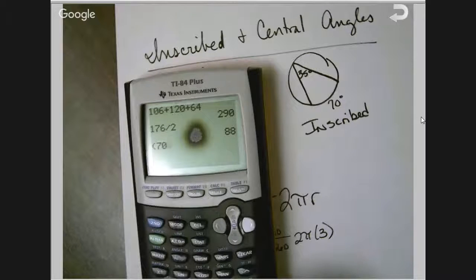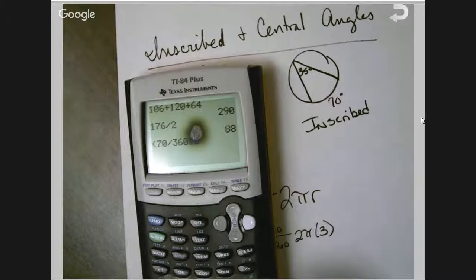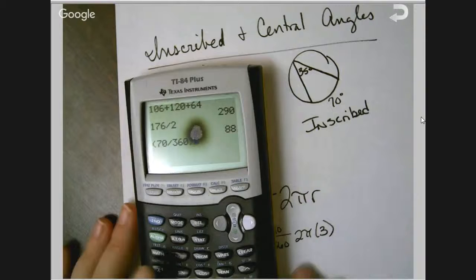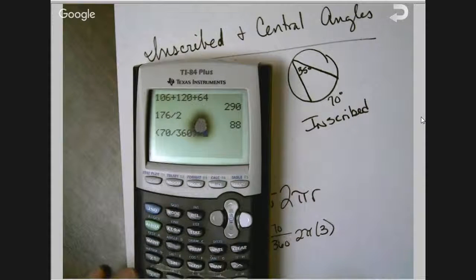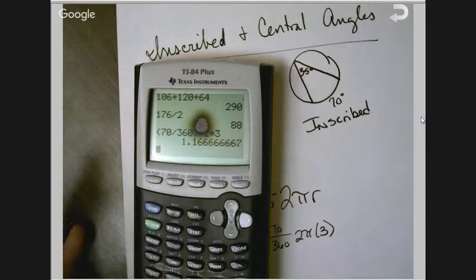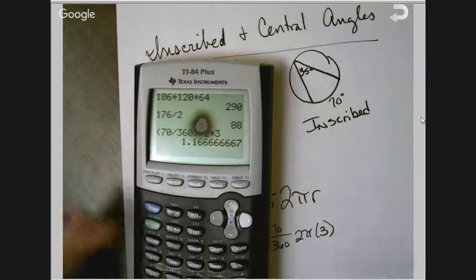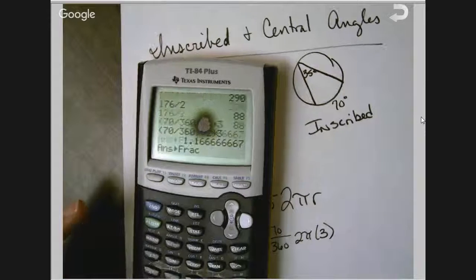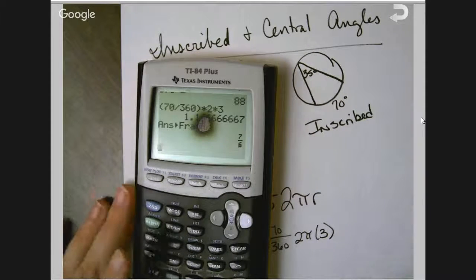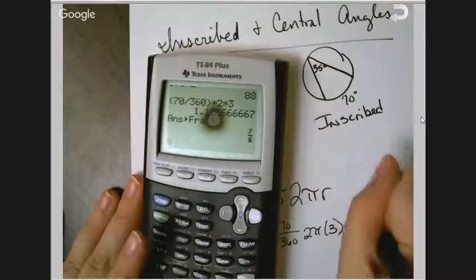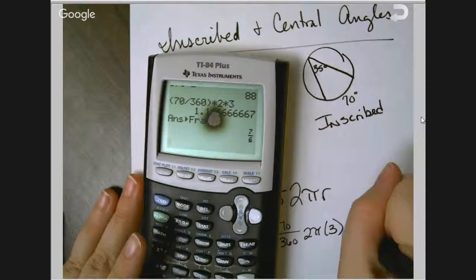70 divided by 360, and then times 2 and times 3. Notice I didn't type in pi at any point, right? Obviously I made up these numbers, so it's very possible it won't come out to a perfect fraction. Oh, but it did. Look at that, how pretty. It comes out to 7/6, and then you put pi beside it.